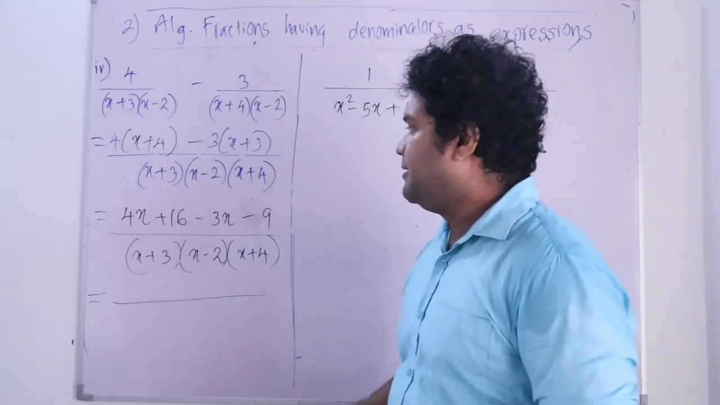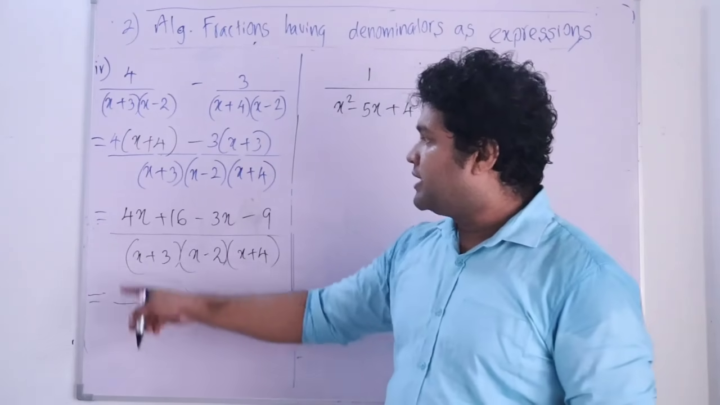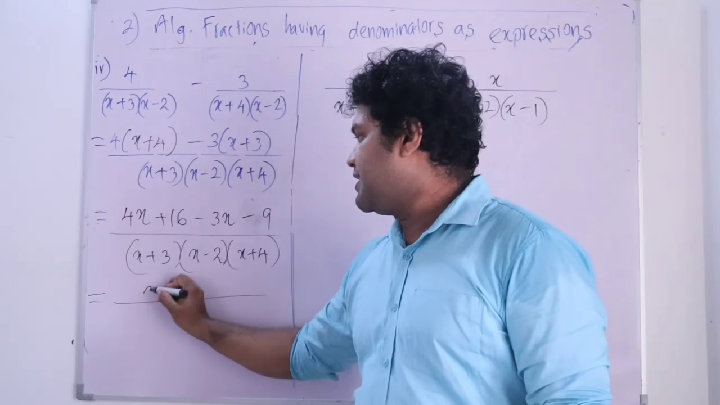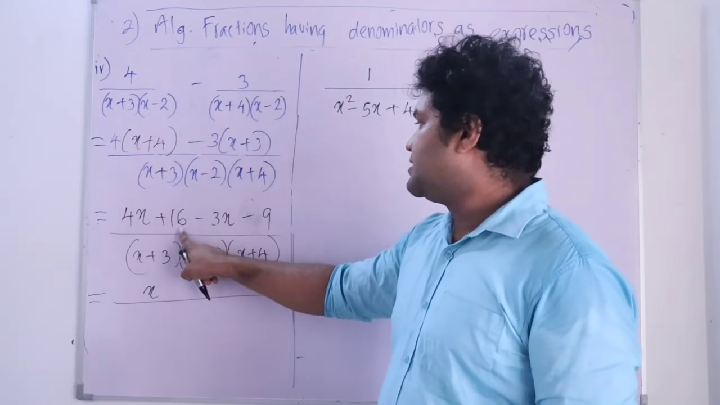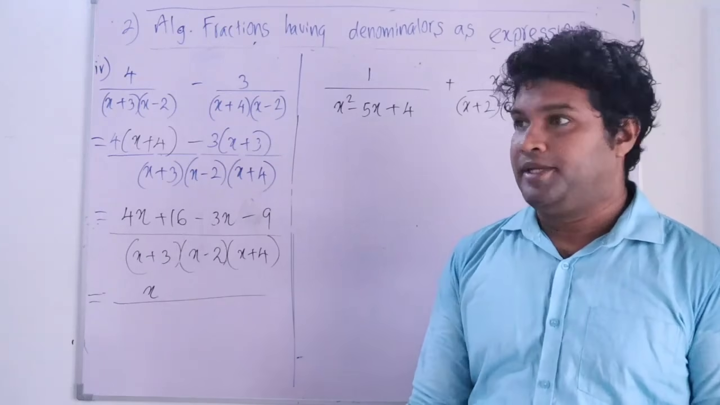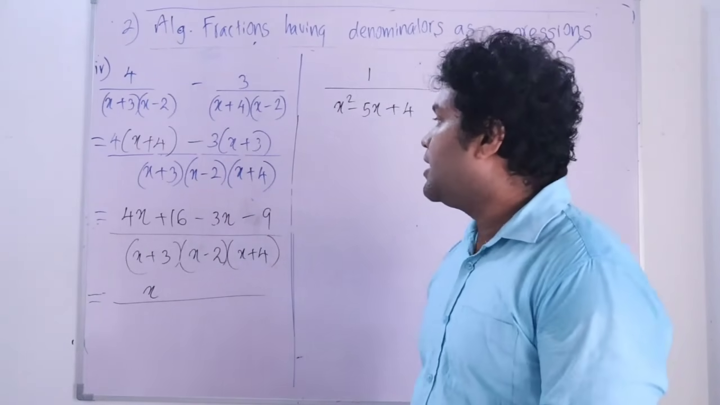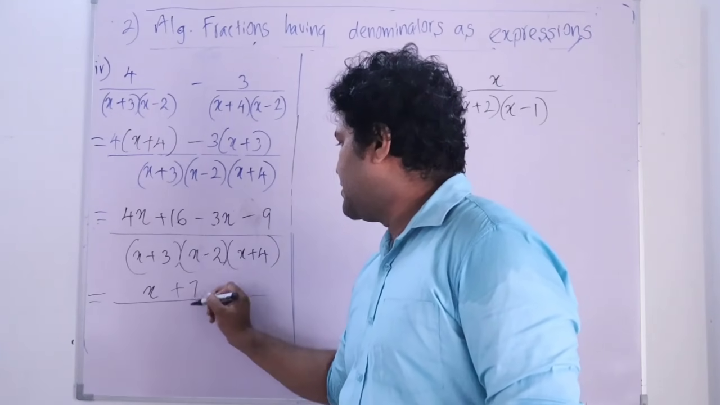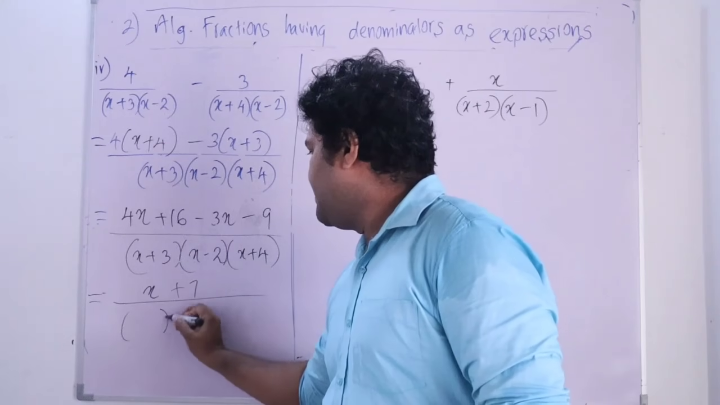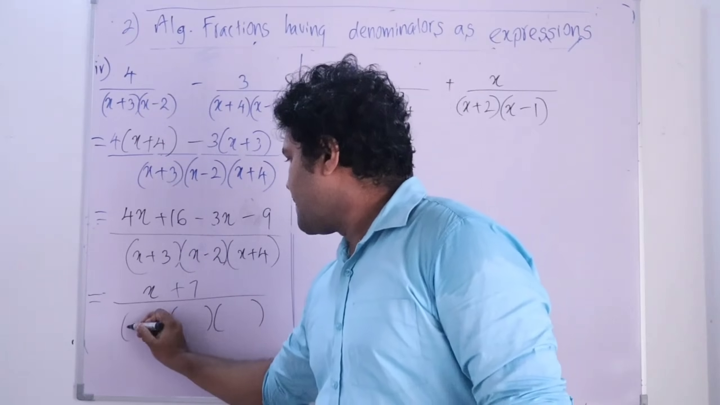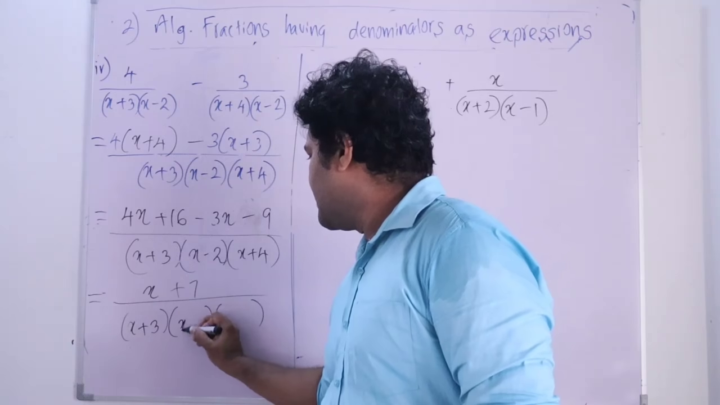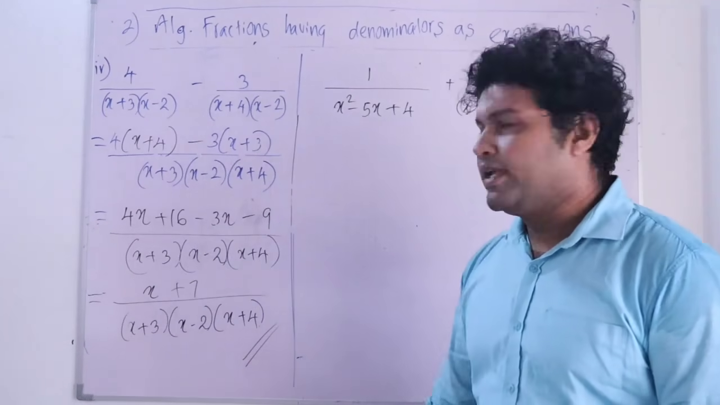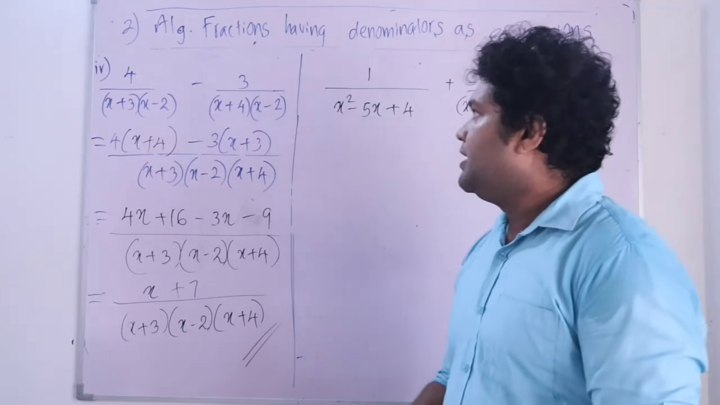Okay, now we have like terms. Looking at the 4x and negative 3x, positive 4x and negative 3x gives x, and positive 16 with 9. What's the answer going to be? When you subtract 9 from 16, what's your answer? 7. Positive 7, the majority is positive, and the brackets x plus 3, x minus 2, x plus 4. Okay, this is the final answer for the question.